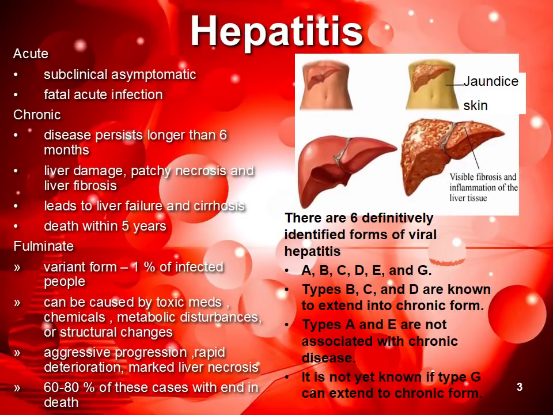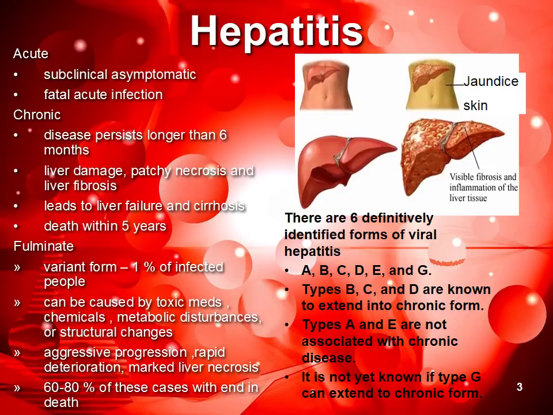Hepatitis can either be acute or chronic. Acute viral hepatitis, which occurs in the initial period after infection, will have symptoms that are very clinically similar to all other viral types. Symptoms can range from subclinical asymptomatic infections to fatal acute infections.